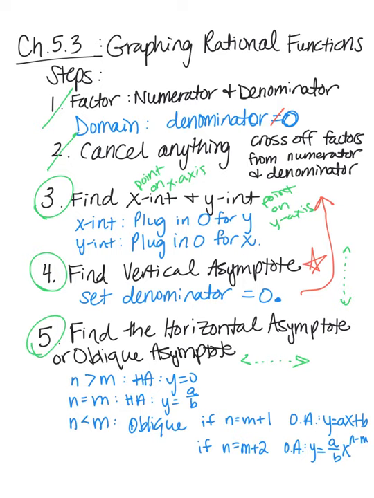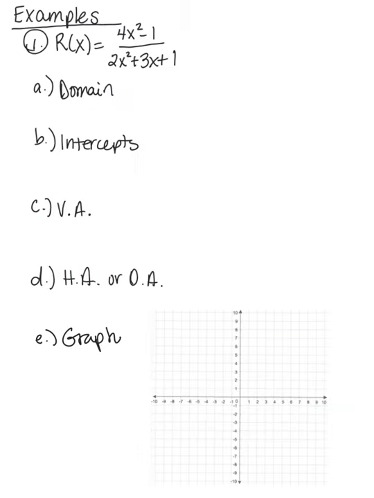An oblique asymptote, depending on what it is, will depend on how we graph it. Remember, when we have the line y equals ax plus b, I'm going to have a slope and a y-intercept. So we might see all of those things. So let's see if we can do some. First, let's go through and find our elements.